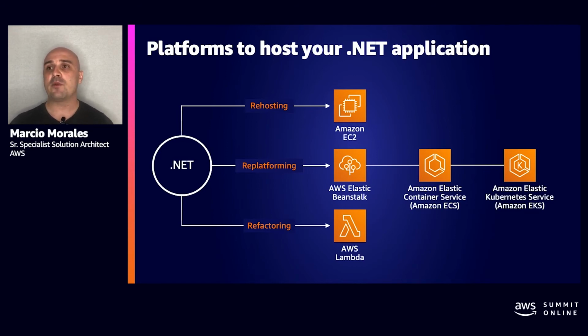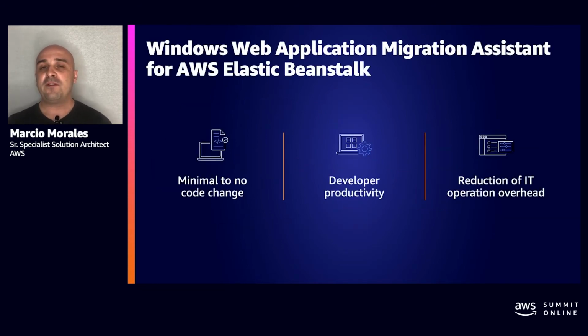So let's dig in on the re-platforming options. So the first option here, we created an open source solution called Windows Web Application Migration Assistant for AWS Elastic Beanstalk. This is an open source tool. So you can migrate your .NET application from on-premise to Elastic Beanstalk with minimal to no code change. Developers' productivity is going to grow because there is no need to handle deployments. It's all done by Elastic Beanstalk, and there is a reduction of IT operation overhead because there is no need to manage Windows Server, patching, backup, load balancers.